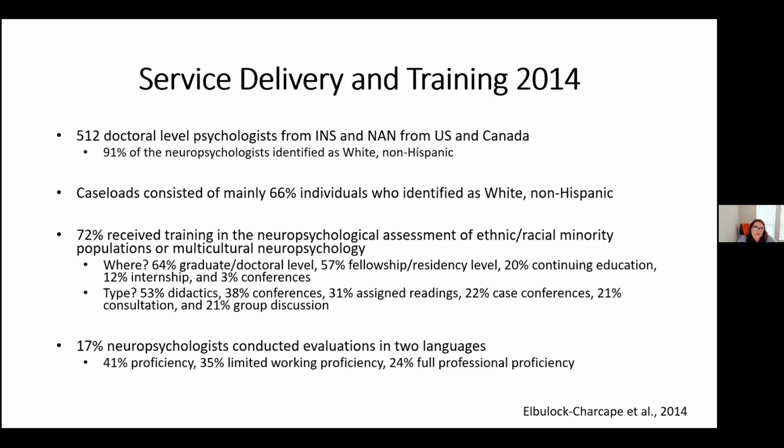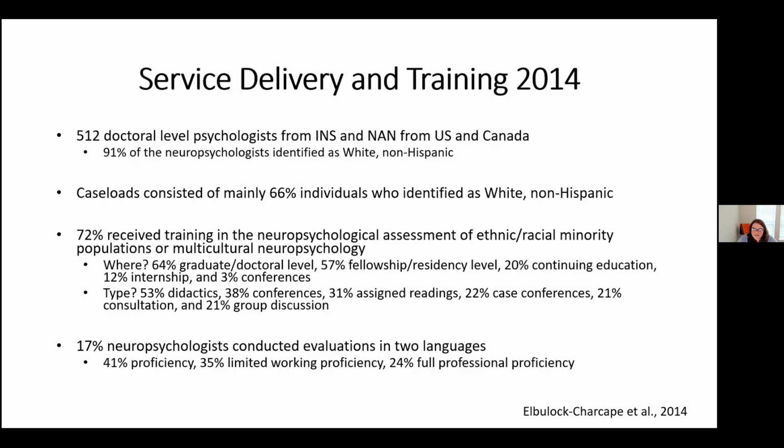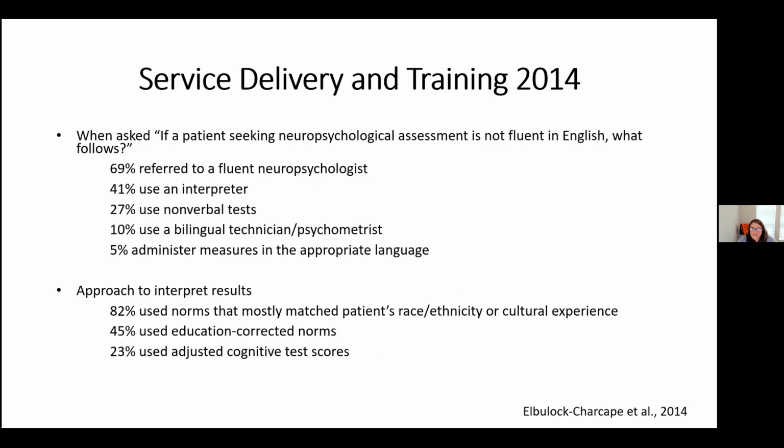Right. So it really looks through, okay, who's going to be doing this work? Who is going to be, with the changing demographic of the United States? And it's not only Spanish, but other languages, who is being trained, right? And what are the obstacles, right? So, when asked if a patient seeking neuropsychological assessment is not fluent in English, what follows? 69% would refer to a fluent neuropsychologist. However, with 17%, we're going to have a very long wait list, right?